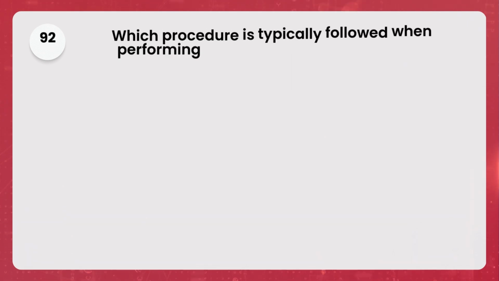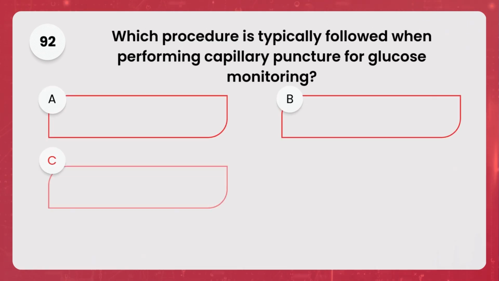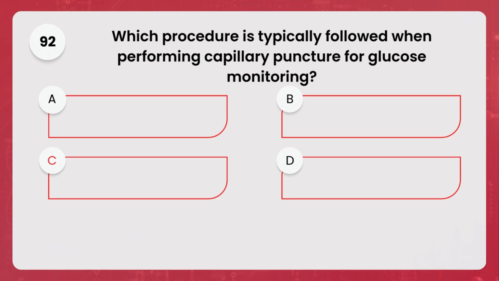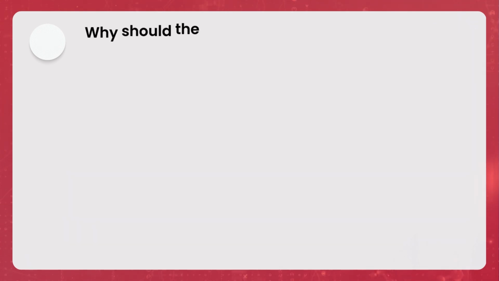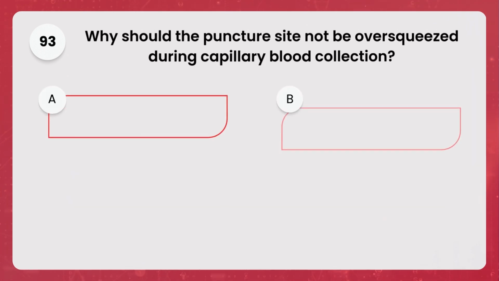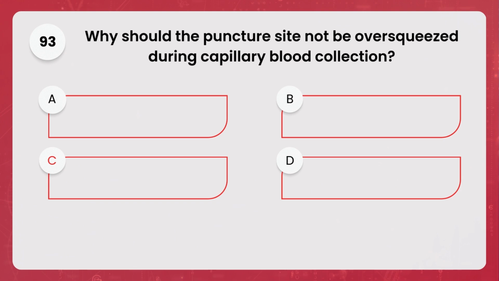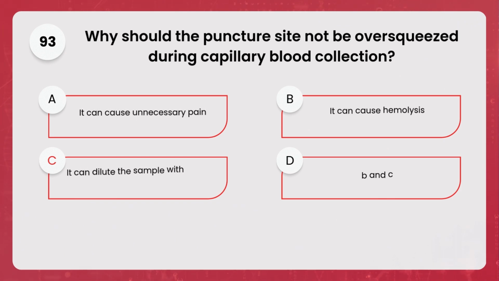Number 92. Which procedure is typically followed when performing capillary puncture for glucose monitoring? A. Heel stick. B. Earlobe puncture. C. Finger stick. Or D. Toe puncture. The answer is C. Finger stick.